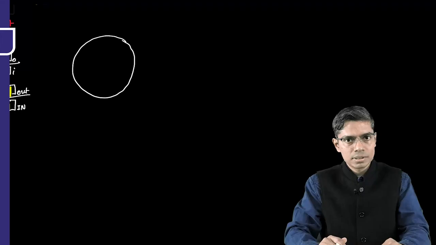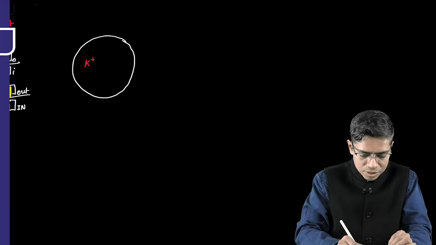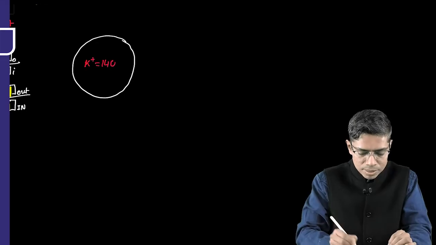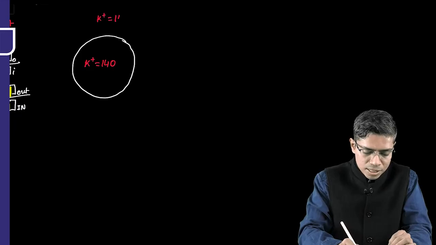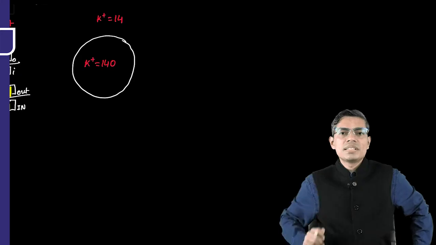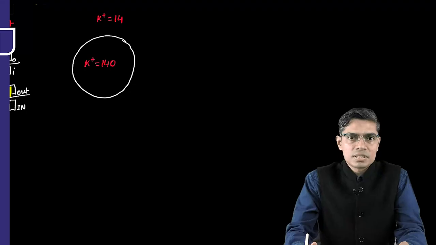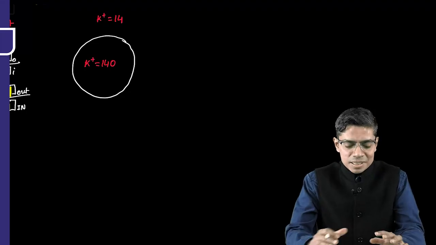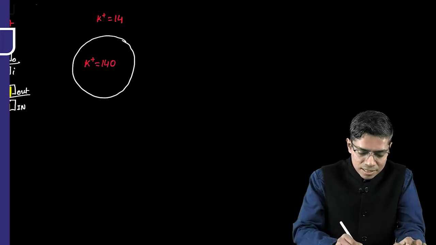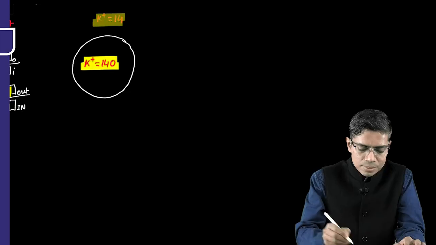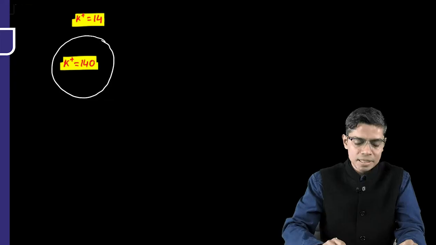in your exam, right? So suppose this cell contains potassium concentration inside of 140 milliequivalent per liter, and potassium concentration outside is 14 milliequivalent per liter. Obviously this is not like a normal mammalian cell, because in a normal mammalian cell outside potassium is not 14, but this is a model cell. In this model cell potassium inside is 140, potassium outside is 14. Calculate the equilibrium potential of potassium in this cell.